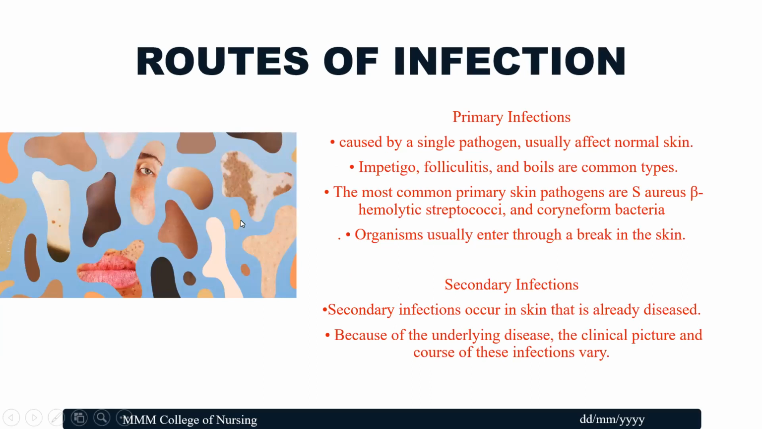So as you see here, there are many routes of infections. They are primary and secondary infections. Primary infections are caused mainly by a single pathogen, which usually affects the normal skin and causes impetigo, folliculitis, and boils. These are the common types of primary infections. The most common primary pathogens are Staphylococcus aureus, beta hemolytic streptococci, and coryneform bacteria. These organisms usually enter through a break or cut in the skin.